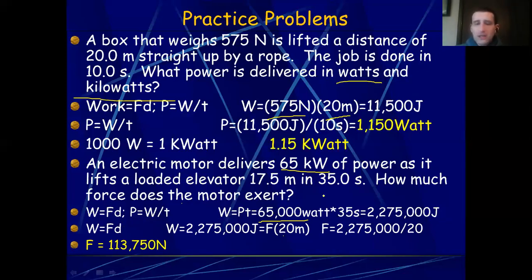Now, if you had done the whole problem with the 65 instead of converting the 65 to 65,000, all the math would have worked out the same. You would have ended up with 113.75 kilonewtons, thousands of newtons. We don't usually talk in that way, but we could if we wanted to.